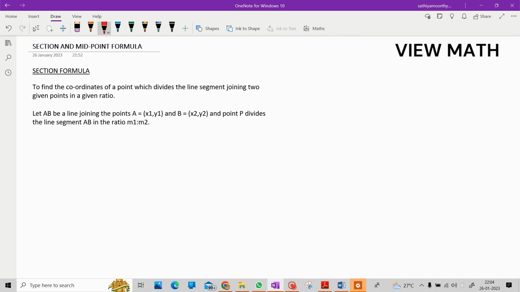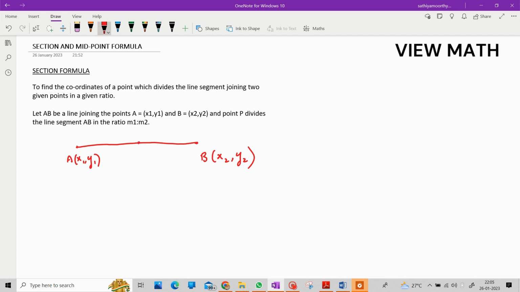in a given ratio. For example, let AB be a line joining the points A (x1, y1) and B (x2, y2). That means we have a line segment whose endpoints are given. A is (x1, y1) and the point B is (x2, y2). So these two points are given, and the point P divides the line segment AB in the ratio m1:m2.